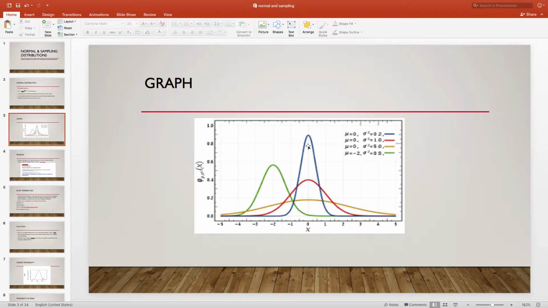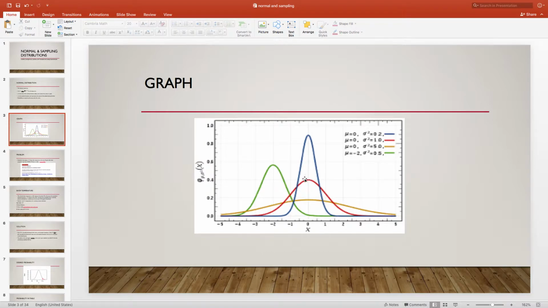As the standard deviation increases to the red one, the red one has a standard deviation of 1, the blue one has a variance of 0.2, and the red one has a variance of 1. Okay, so the variance is the square of the standard deviation. As the standard deviation, or equivalently the variance, increases, they represent the same thing, by taking the square root or the square.